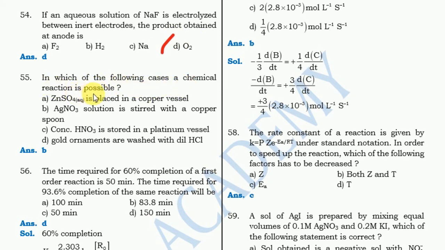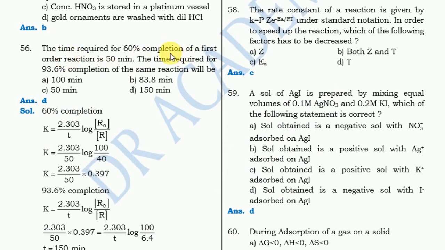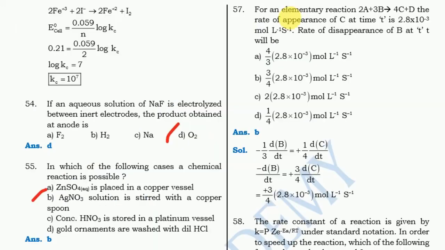Okay, next question: the time required for 60% completion of a first order reaction is 50 minutes. For this question, the correct answer is option D, 150 minutes. Next question: for an elementary reaction. For this question, the correct answer is option B, 3/4.